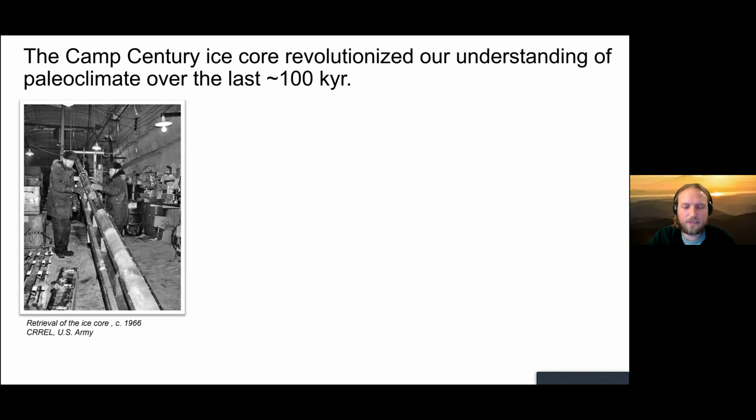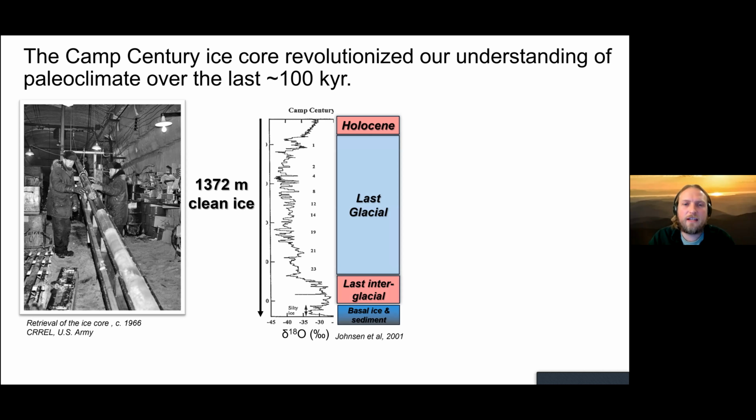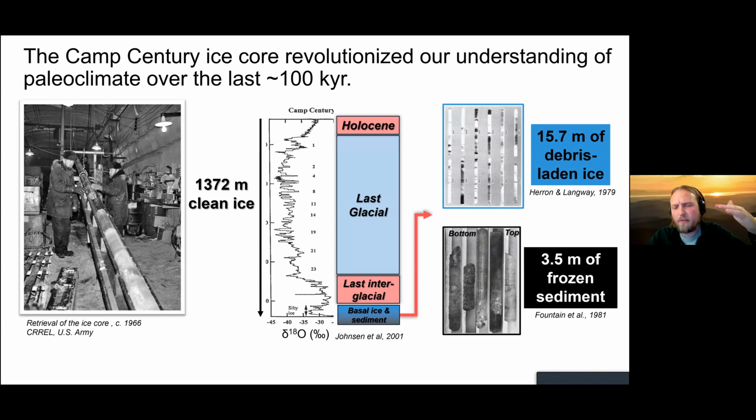And this ice core really revolutionized our understanding of paleoclimate over the last 100,000 years, because for the first time, we were able to see a very detailed atmospheric record of Earth's climate from the Holocene into the last glacial termination, the entirety of the last glacial period, and the abrupt climate changes that occurred during interstadials, and back into the last interglacial period.